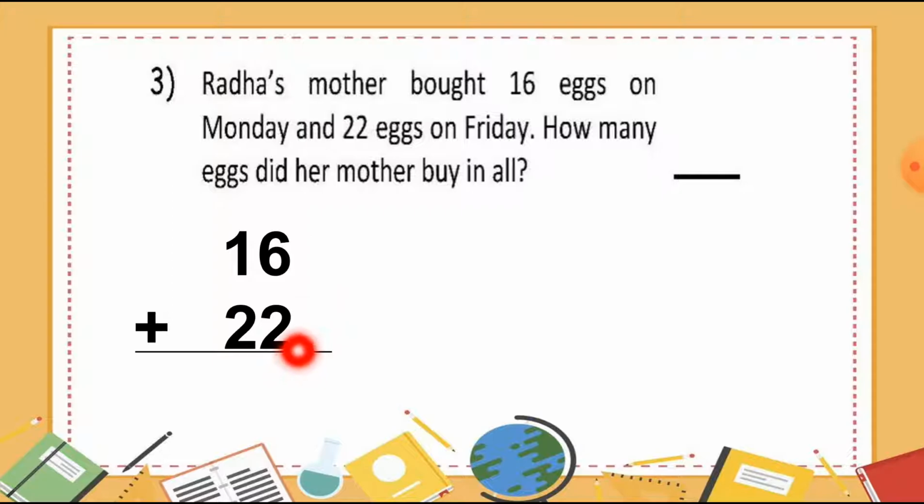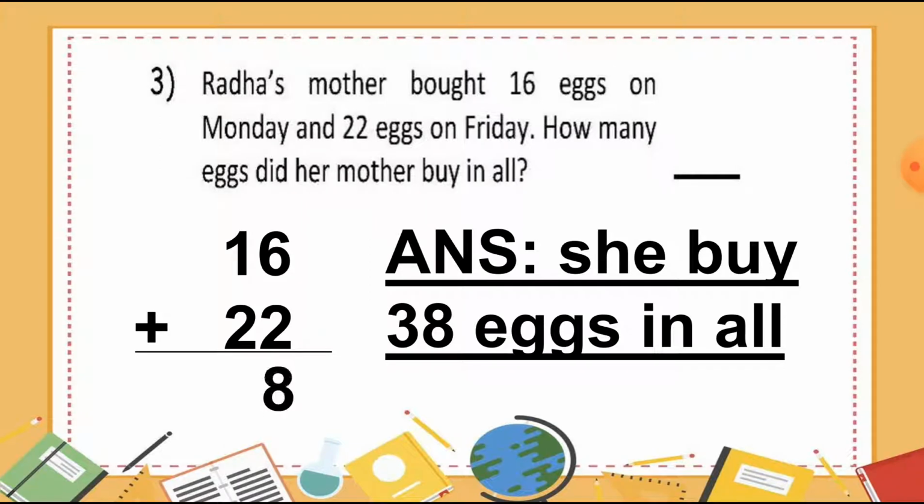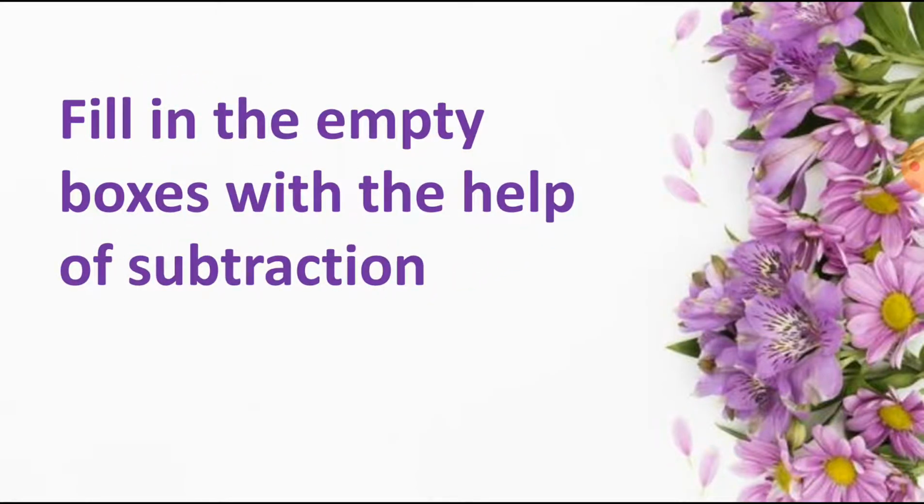Then we have to add these numbers, 6 plus 2 at the ones column. So 6 plus 2 is equal to 8 and 1 plus 2 is equal to 3. So we can write the answer in sentence form this way. She bought 38 eggs in all. We write the answer that she bought 38 eggs in all, and write down the answer 38 here also.